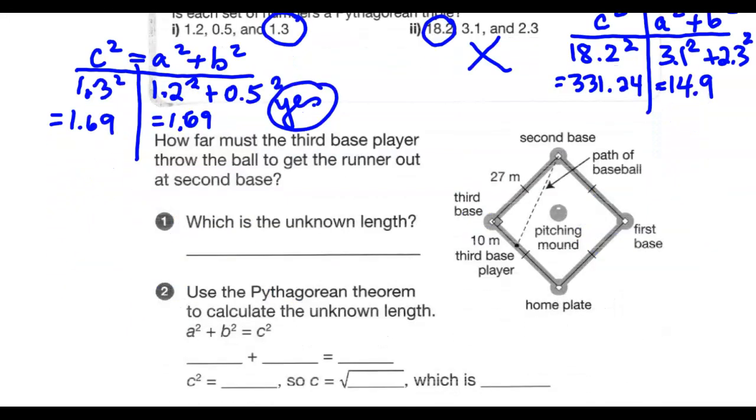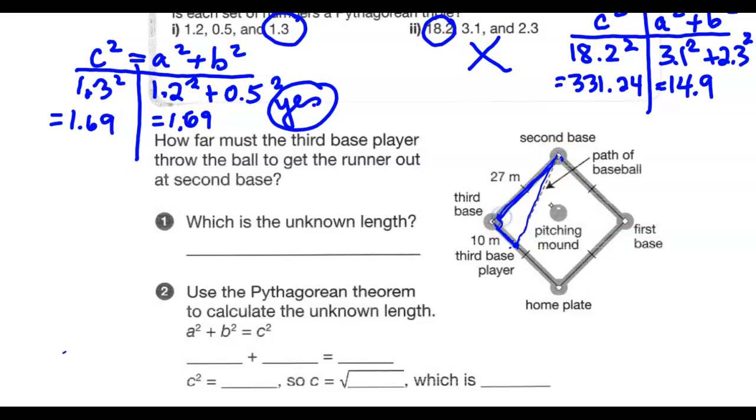Okay, so let's do some calculating here. So it says, how far must the third base player throw the ball to get the runner out at second base? So here's the third base player, and they have to throw to second base as the runner's running there, right? So we want to calculate this distance. So take a look. It's a square, the ball diamond. So this is 90 degrees. So we've got a right triangle. We know this is 10 meters and this is 27. Okay, and so we want the hypotenuse.